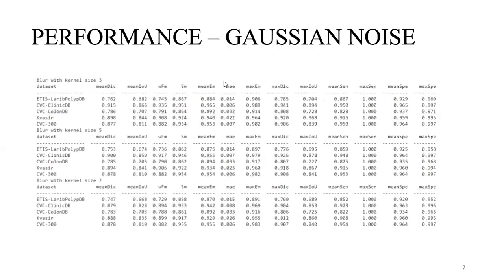Here is the performance when we're using the Gaussian noise. The first table is when using kernel size of 3, kernel size of 5, and kernel size of 7. As you can see in this table, the performance doesn't have a significant change. It nearly remains the same when we're using Gaussian noise.